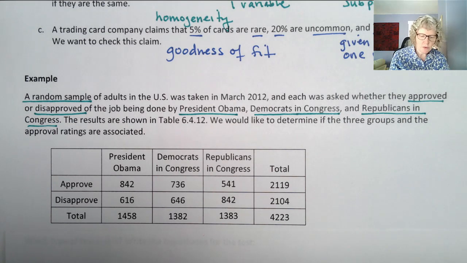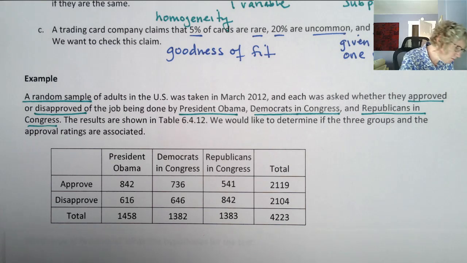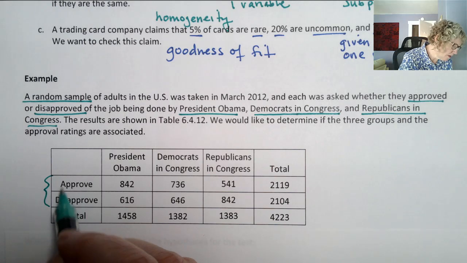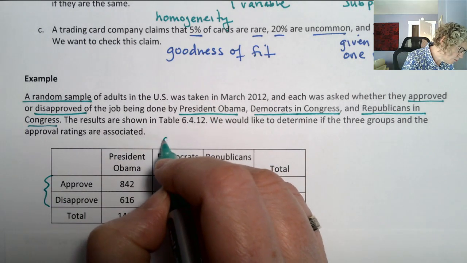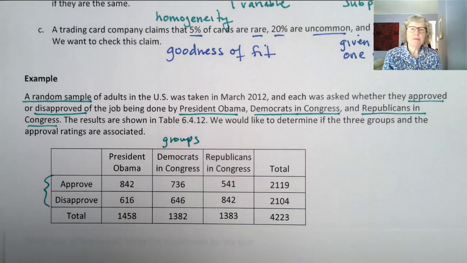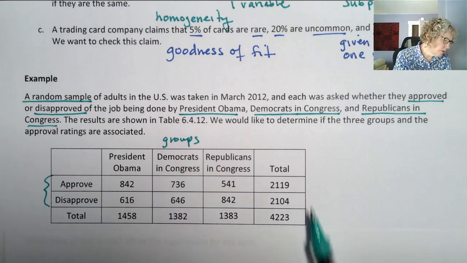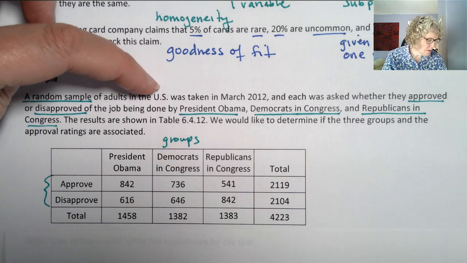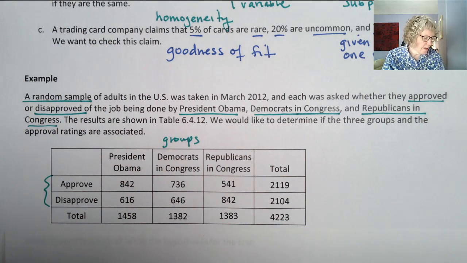So here we really have 2 variables, right? And we can see that over here. One variable is approve or disapprove, and the other variable is the groups. Now you might be thinking, well, this is subpopulations, but I wouldn't say subpopulations because they took one sample, right? This was a random sample of U.S. adults, and then they were asked whether they approve or disapprove of these folks. So it's one sample that was sorted into these categories.